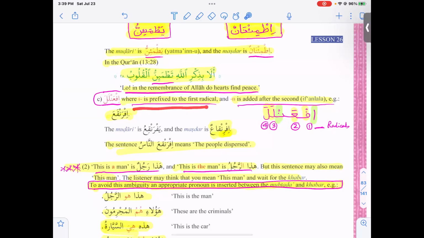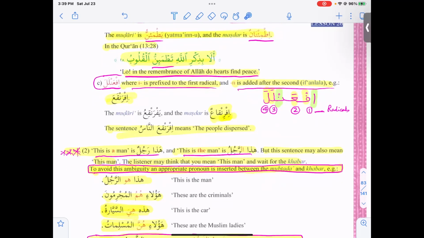Hamza is prefixed to the first radical, before the first radical. And noon is added after the second radical. See, this is your first letter, hamza before it, second radical, and the noon is added after the second radical here. And then third and fourth. If'an'lala, third and fourth.